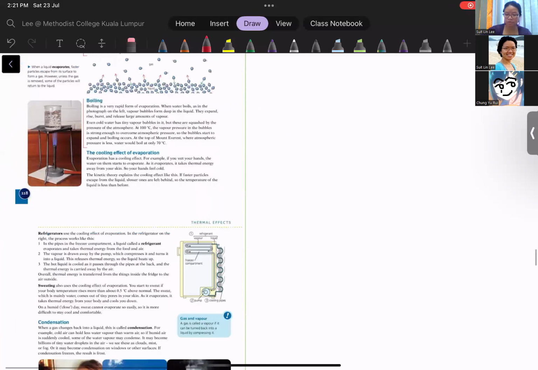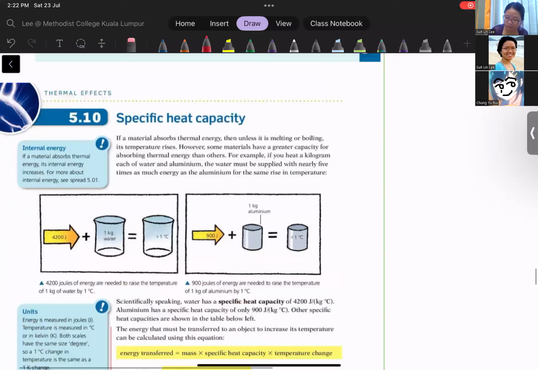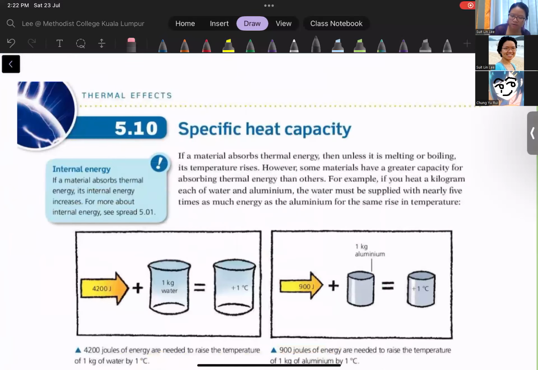This one. So let me throw this into the Discord. Calculating the amount of heat transfer.